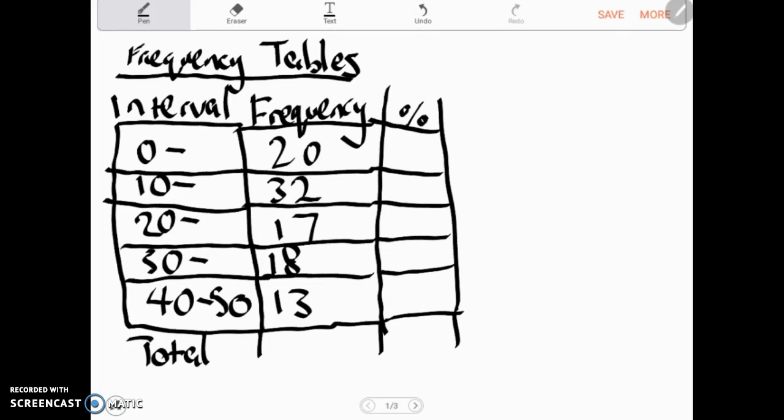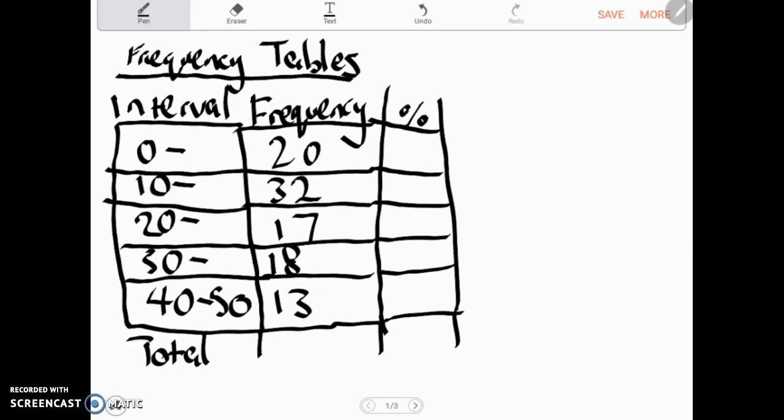So the first thing that we want to look at in our frequency table is the total, which should be down here. And I've left that out on purpose because you will get a lot of problems which have one or more of the boxes empty for you to try to figure out the rest of the data. So in this frequency table, I've left out the total as well as the percentages so that we can work through them together. So if we wanted to work out the total number of all these guys here, all we have to do is add them together.